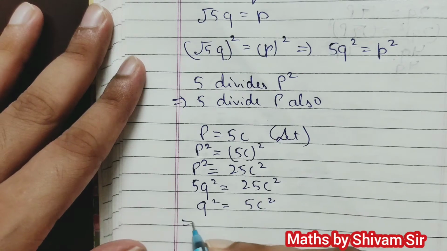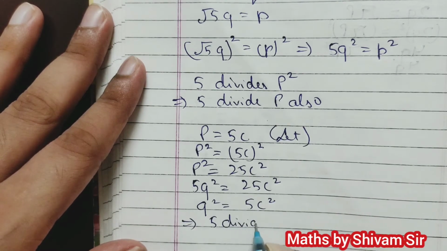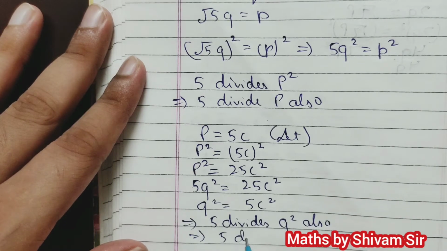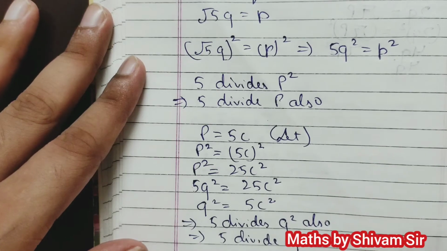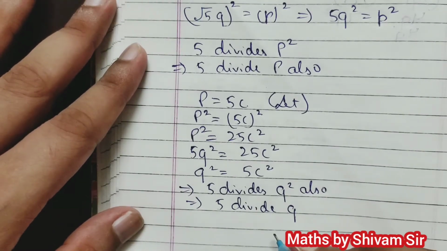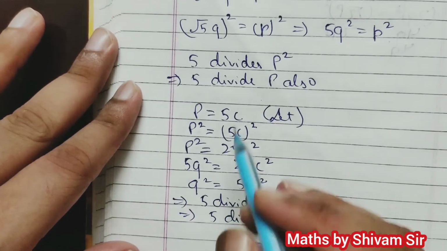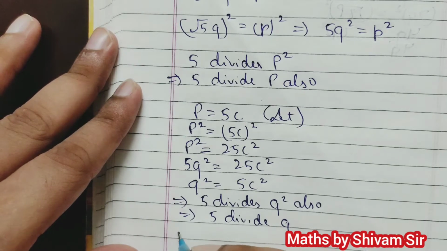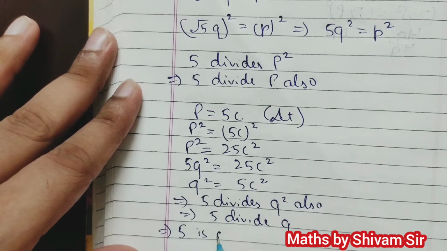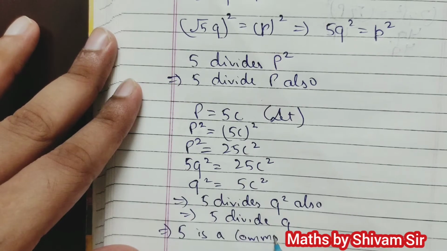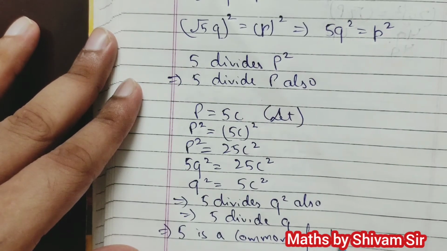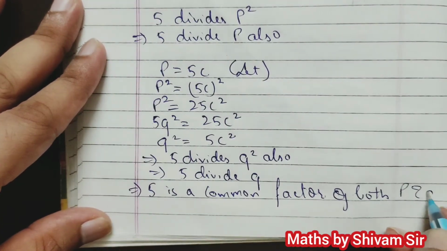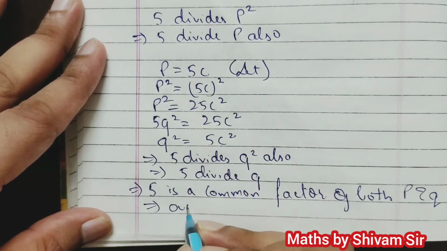25 upon 5 is 5. So this implies 5 divides q square also, which means 5 will divide q. If 5 divides q square, 5 will divide q also, according to the theorem. That means 5 is a common factor of both p and q. So this implies our assumption is wrong.